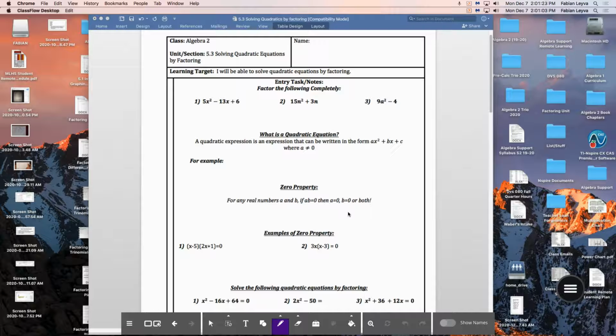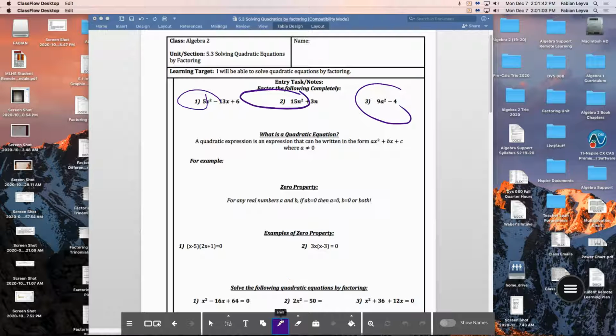Alright guys, so the section we're going to cover after our factoring unit is 5.3, solving quadratic equations by factoring. The main reason we're starting with this unit is because it pretty much directly ties in with factoring. And once we get done with this section, you'll notice exactly what I'm talking about. So just as a warm-up, I want you guys to factor the following.